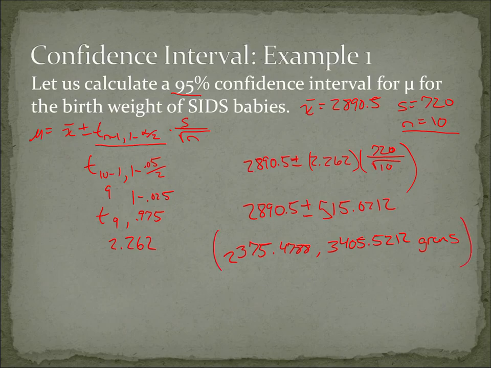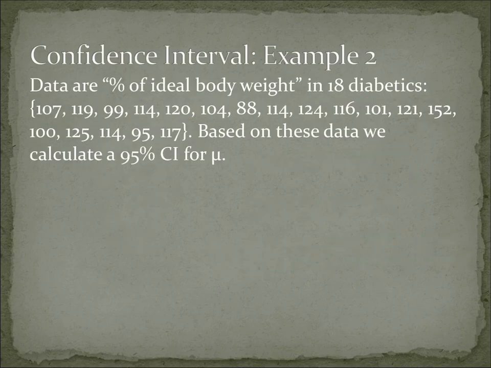So we would say that we're 95% confident that the true value of mu falls between 2,375.4788 to 3,405.5212 grams. So very similar to what we were doing before. I think the hardest part is just understanding how to get the t-value, but once you understand that, just like we were finding the z percentile, we're finding the t percentile for this as well.